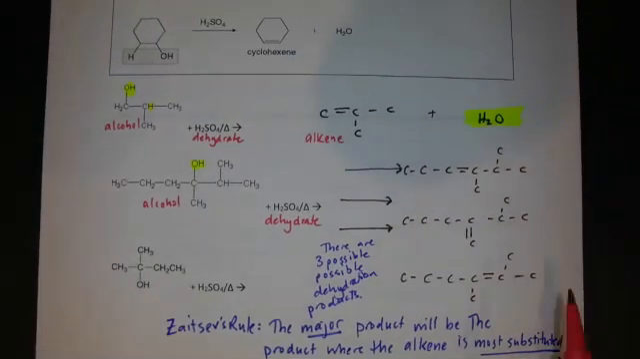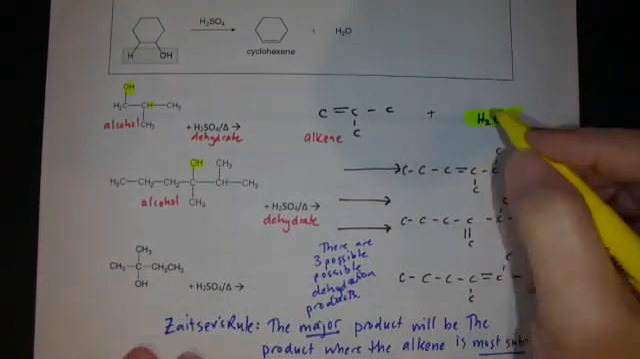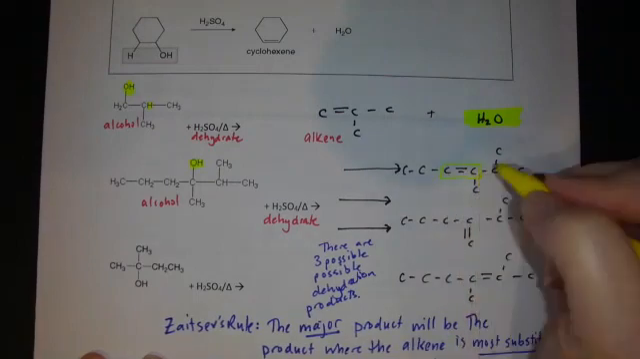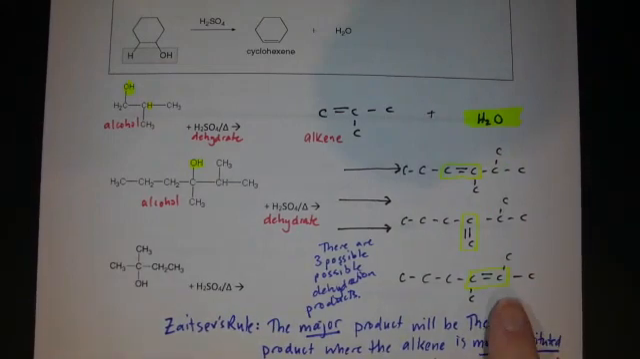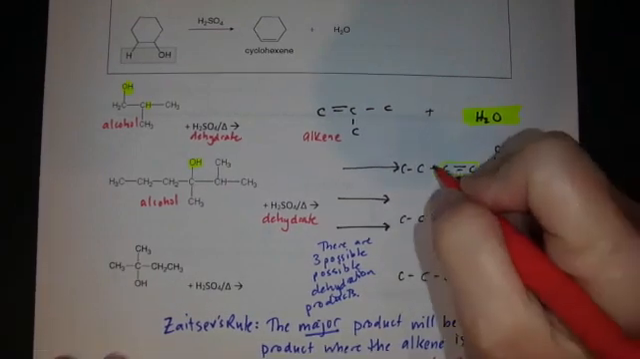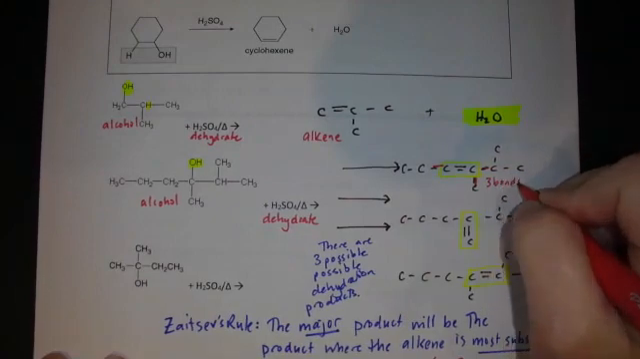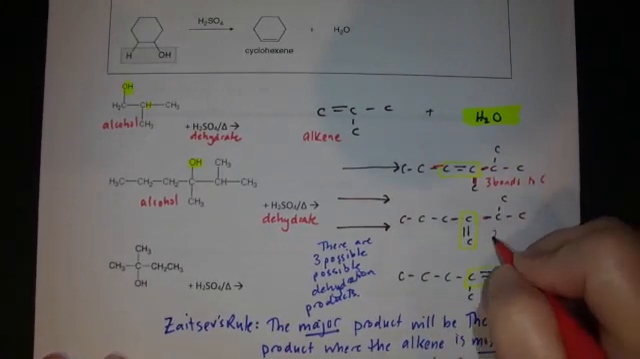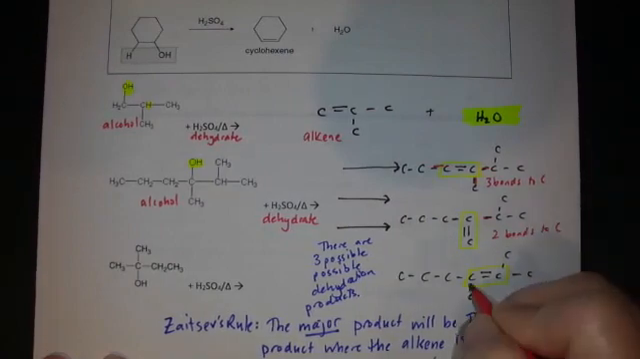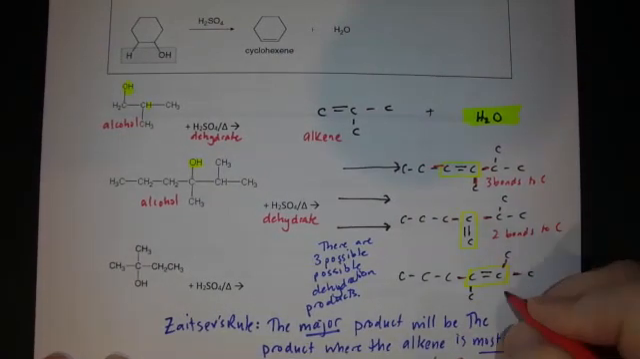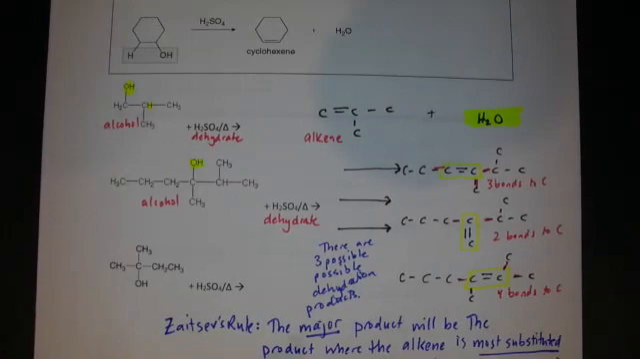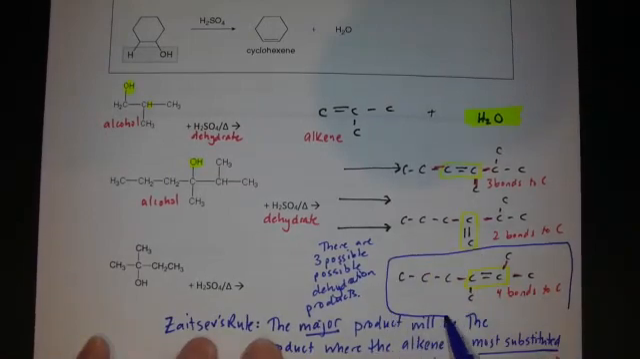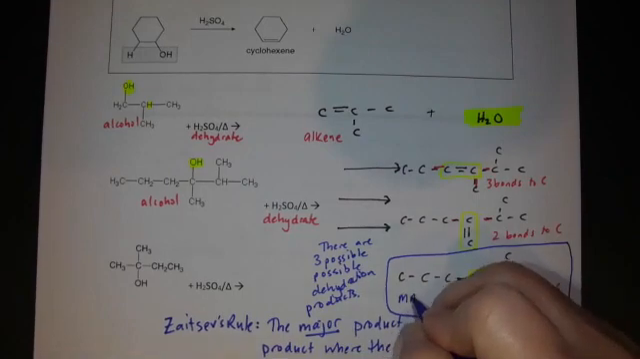So let's take a look. And just to emphasize it, I'll draw a little box around the alkene. Our question is, which of those alkenes has the most bonds to carbon? This one has 3 bonds to carbon. This one has 2 bonds to carbon. This one has 4 bonds to carbon. And so this one will be the major product.